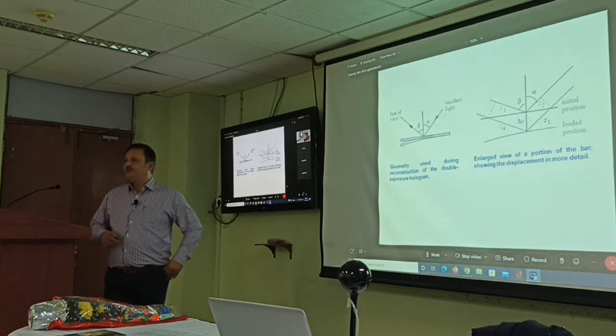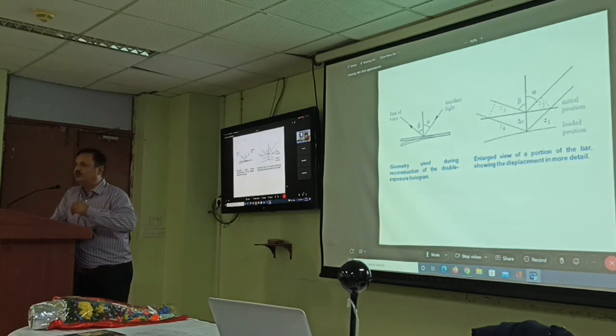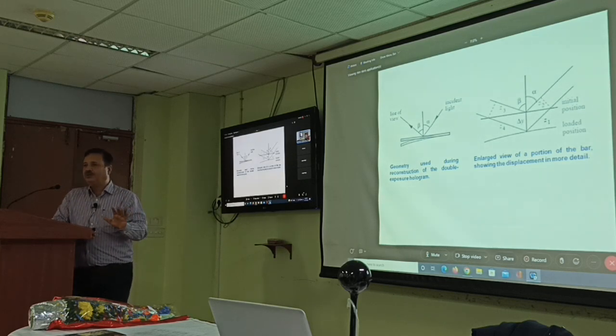So what are the geometries? For different kinds of applications, and depending on what you want to measure, you have to have different geometries. This is all important in optical holography when you want to record on the film. But the benefit now in digital holography is that you are not recording anything on the film. You are recording the interference pattern on the camera, and then you are numerically reconstructing them.